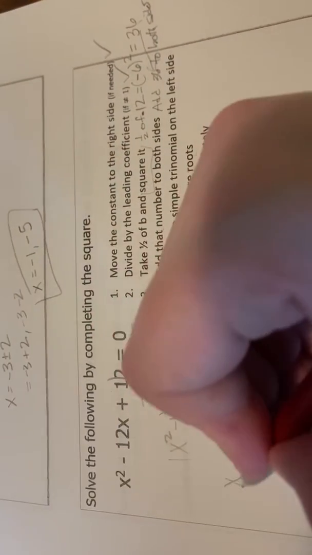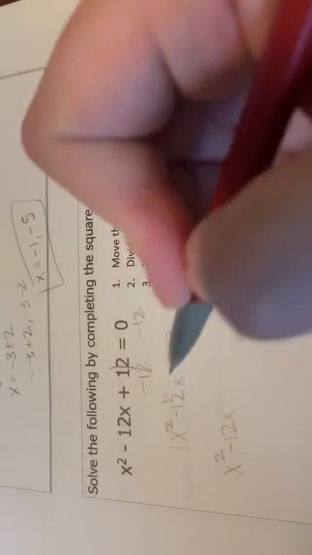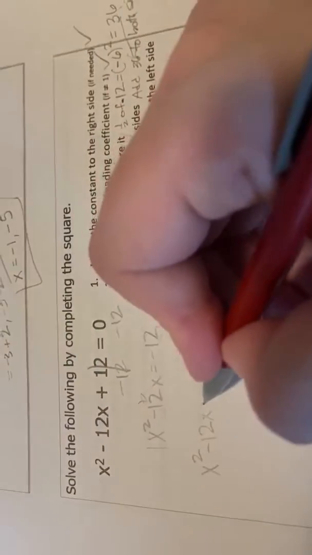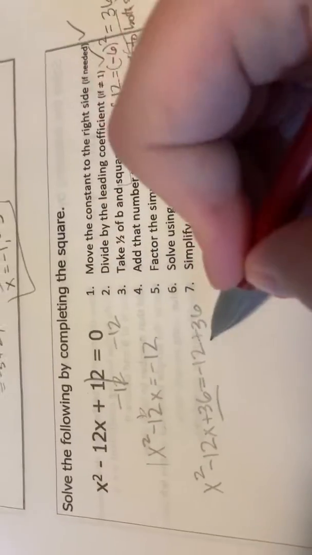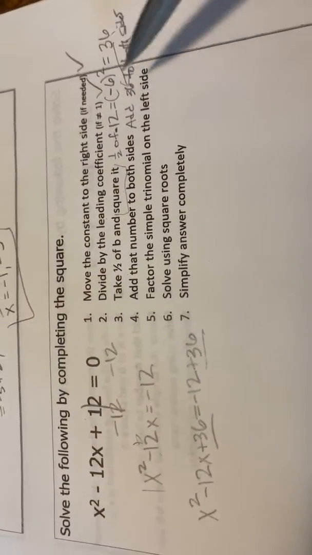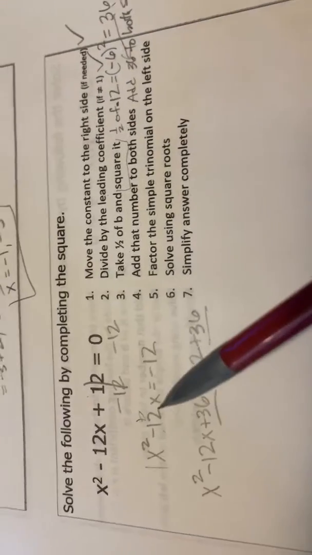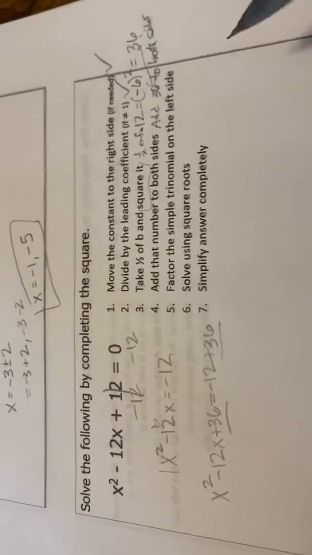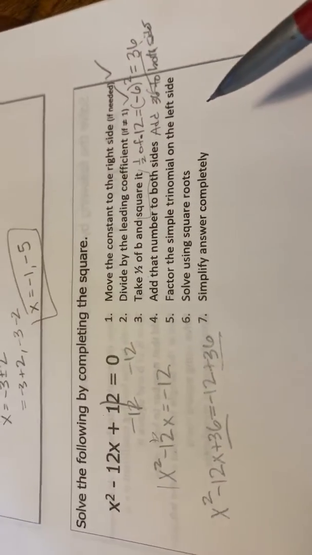So I come over here, I'll leave an opening there, and I'm going to add 36 on the left side, and I'm going to add 36 on the right side. Eventually you can do most of this in your head. You're like, half of 12 is 6, 6 squared is 36. Okay, I'm going to add 36 to both sides. So eventually this can be a little bit quicker, but I still wanted to show my work.